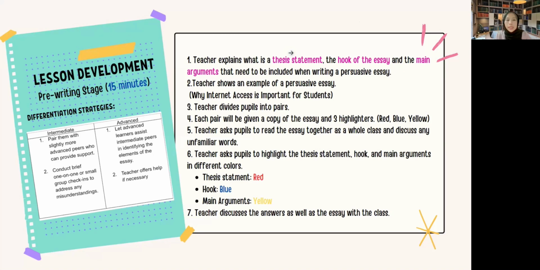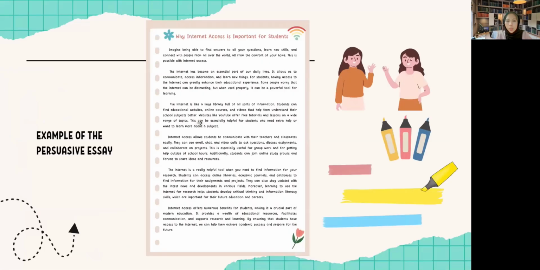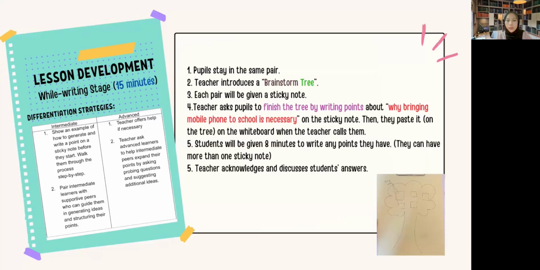All right, next is the writing stage, which will be 50 minutes. For this stage, students will still remain in the same pair and they will be introduced to a brainstorm tree. This is where the students will share the ideas or the points that can be included in the essay. The brainstorm tree is basically a mind map where the students need to fill in the ideas using sticky notes provided. Students will be given 8 minutes to write any points they have on the sticky notes before pasting them on the tree, which is on the whiteboard.